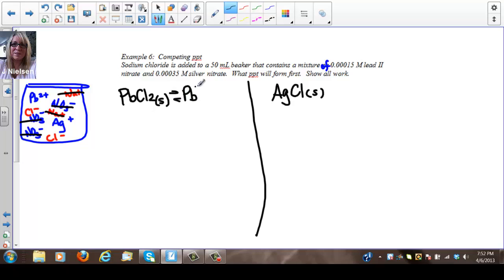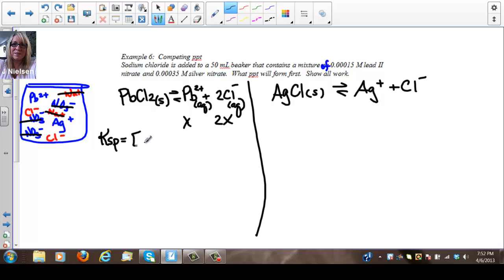So I've got Pb2 plus and 2 Cl minus, and these are aqueous. And then over here, of course, I've got Ag plus and Cl minus. Remember, this is like saying x and 2x. So I've got a Ksp equal to Pb2 plus times Cl minus squared. My Ksp of lead chloride from A24 is 1.6 times 10 to the minus 5.